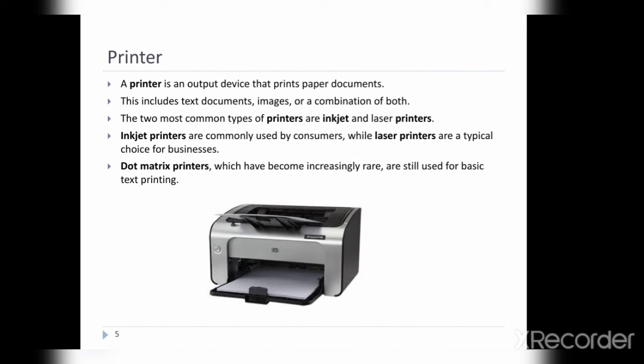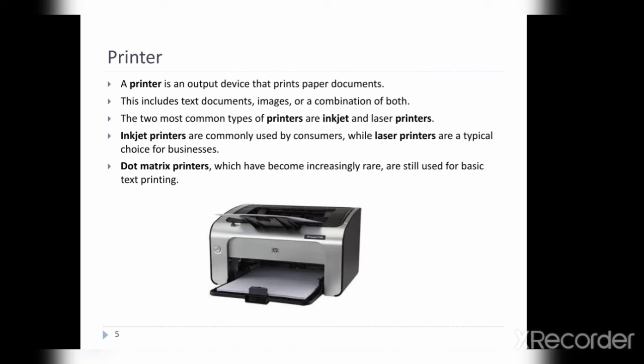Next one is the dot matrix printer, which has become increasingly rare, but is still used for basic text printing. A dot matrix printer consists of a head. This head can be moved from left to right and right to left. A printer ribbon is inserted between the head and paper. The head consists of 9 pins. When a pin strikes the ribbon, a dot appears on the paper. We can form characters on paper by forming a matrix of dots.